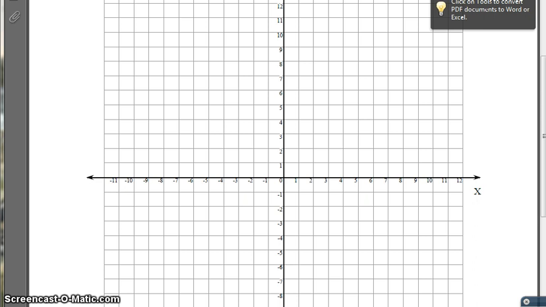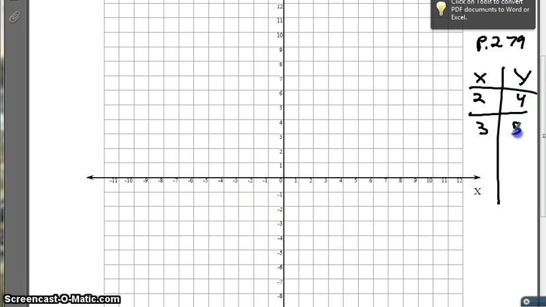Look at example 2 on page 279. Xavier and Yolanda, weird names, are playing a game. When Xavier says a number, Yolanda performs an operation with Xavier's number and says the result. The table shows 4 numbers Xavier said and Yolanda's reply. So they got 4 numbers. Okay, you have 2 and 4, 3 and 5, 4 and 6, 5 and 7. Describe the rule Yolanda uses and write the rule as an equation, then graph it.